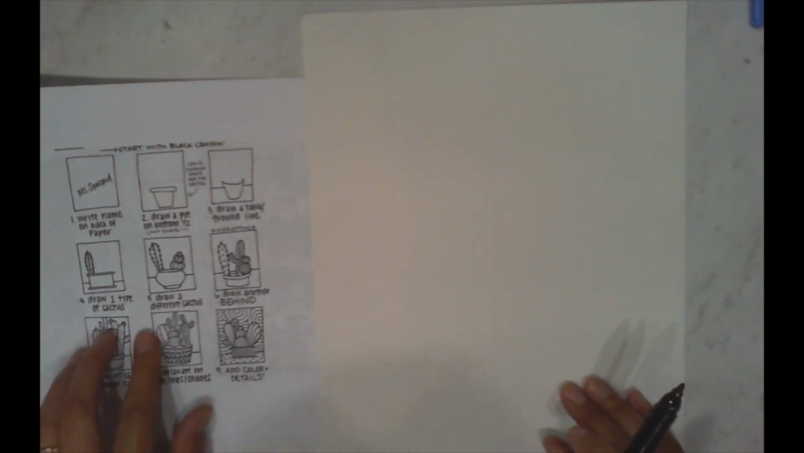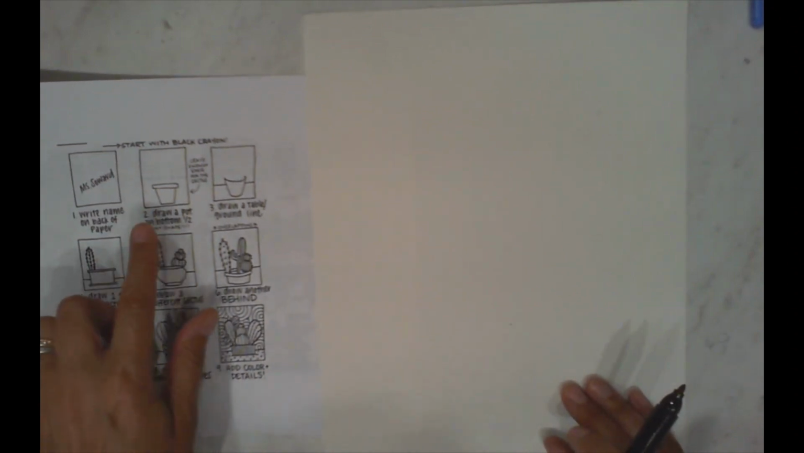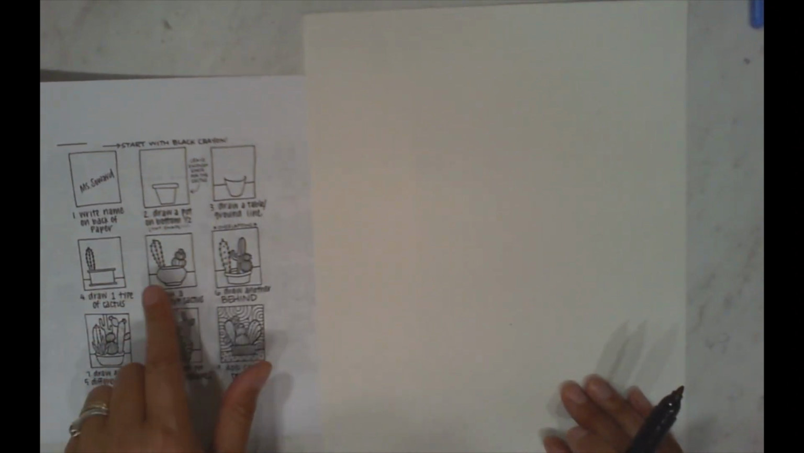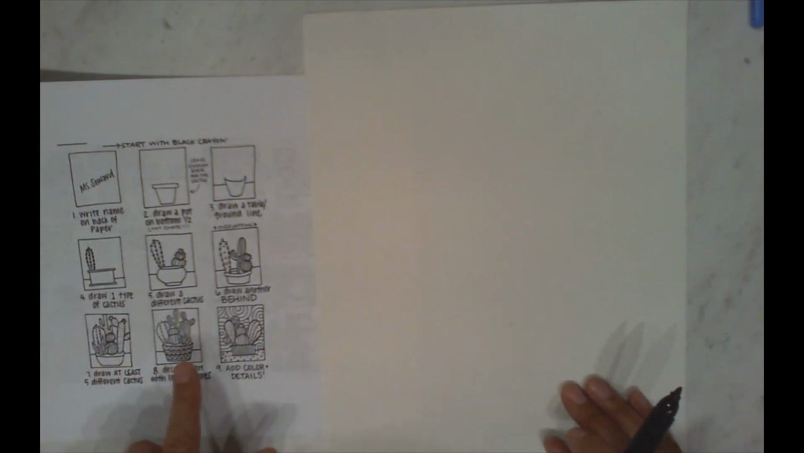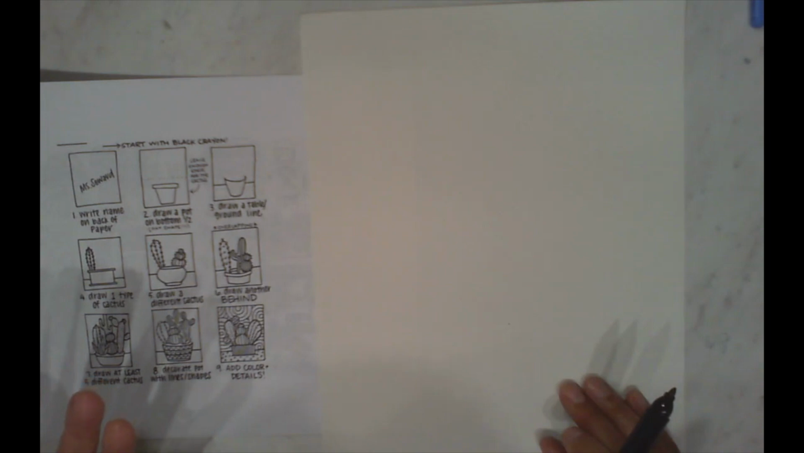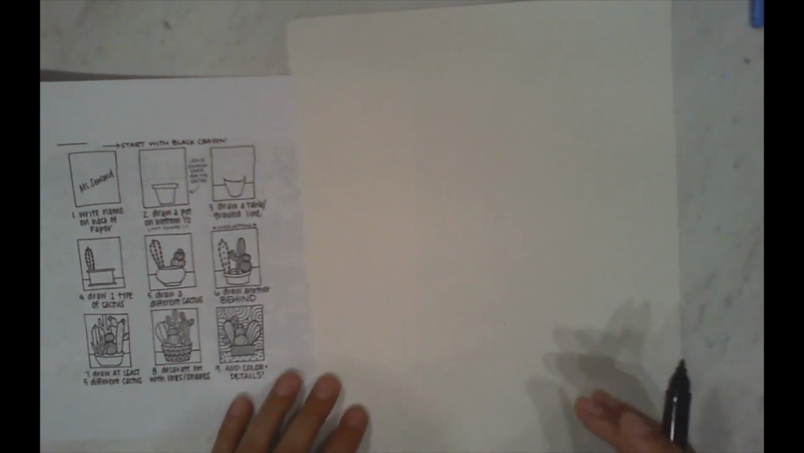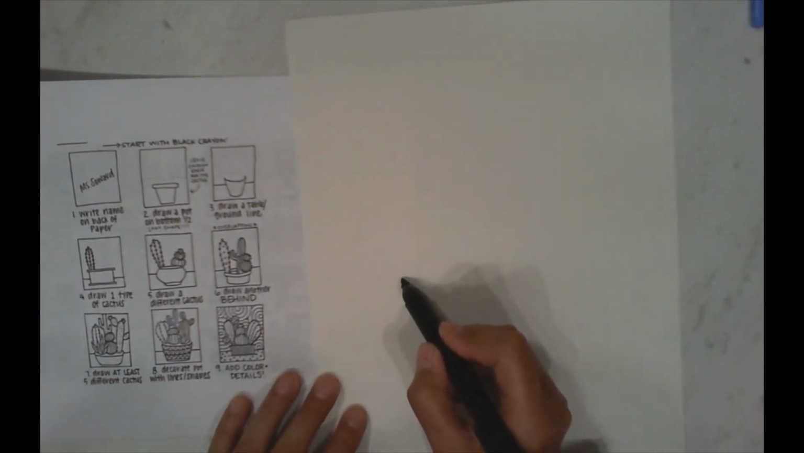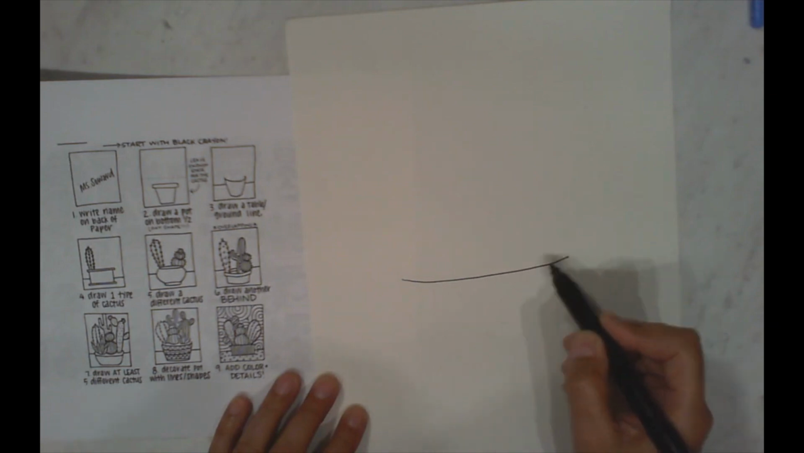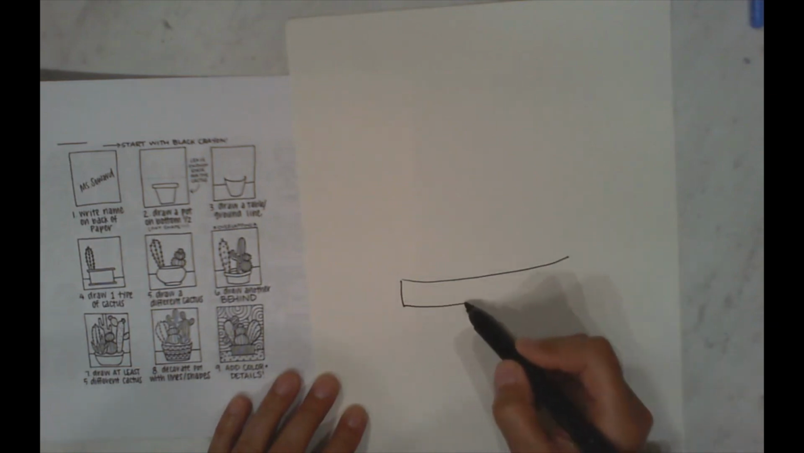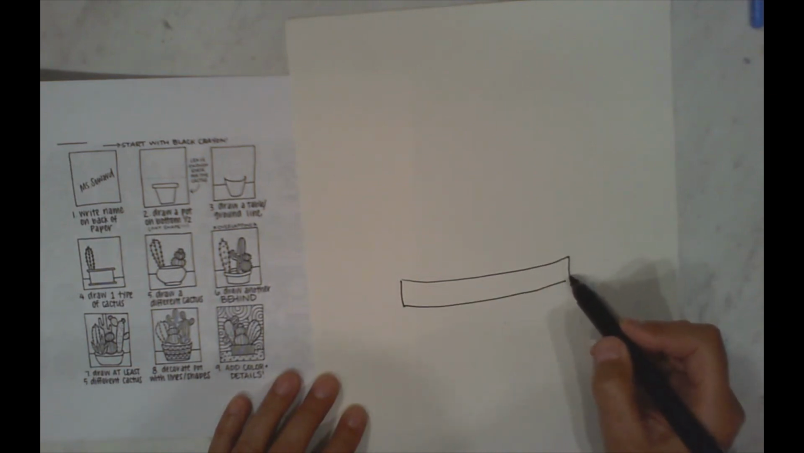And the pot can be a variety of shapes. It can be a tapered shape, it can be rounded, it can be rectangular. Do spend some time thinking about the size pot that you want to use. And you're going to start with the lip. So I'm going to start with a horizontal line, and I'm going to double that. So I'm going to draw a set of parallel lines.